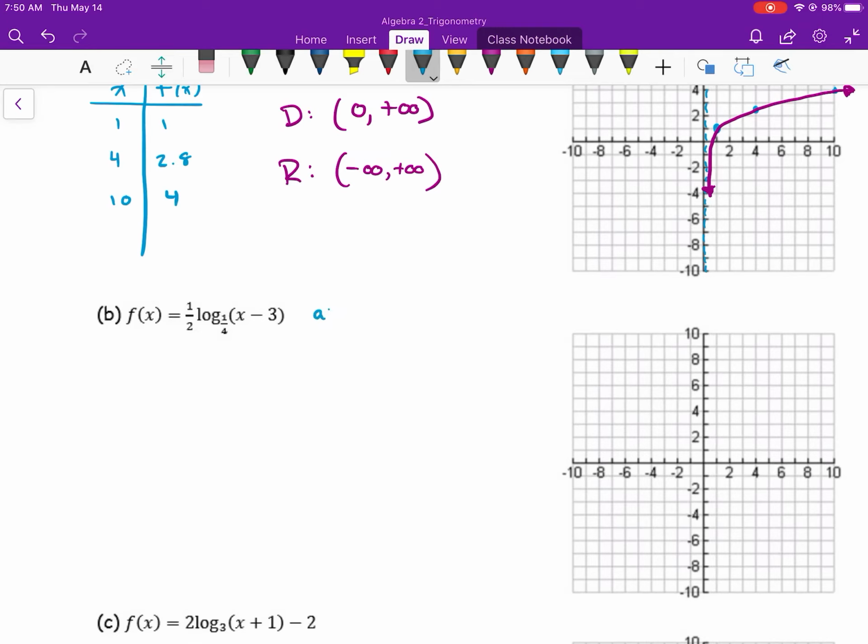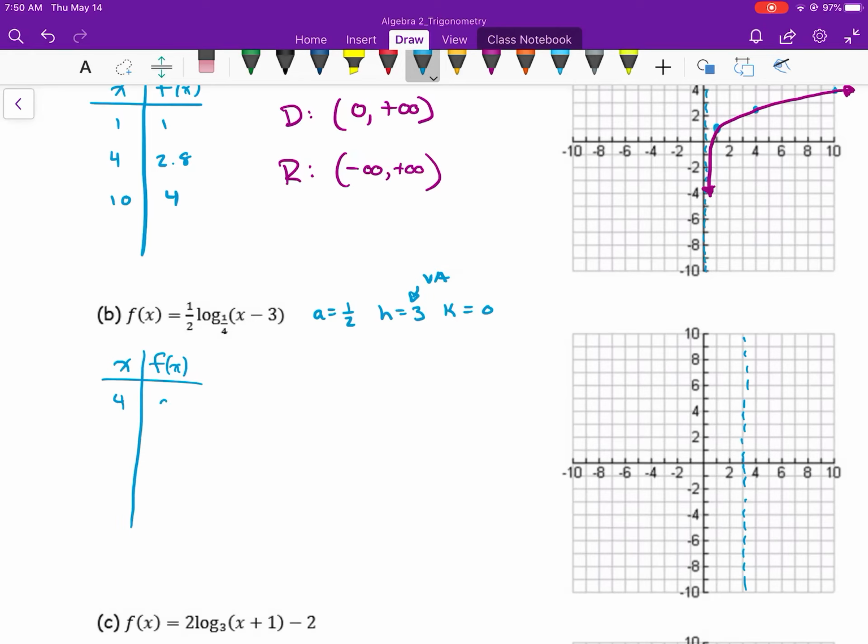For B, A is 1/2, H is 3, K is 0. That's my vertical asymptote, so I'm going to go to 3, prep it ahead of time. So there we go. Using my table, I'm going to pick points that are to the right of 3, otherwise we'll get undefined.